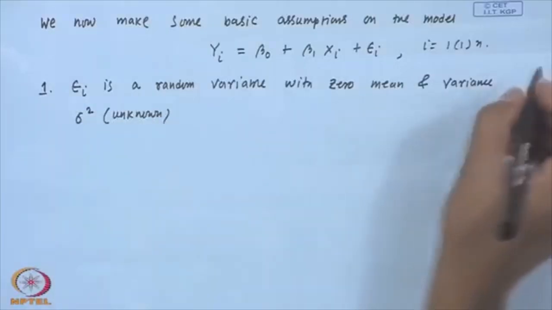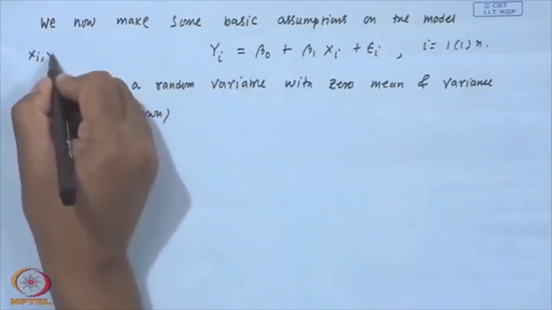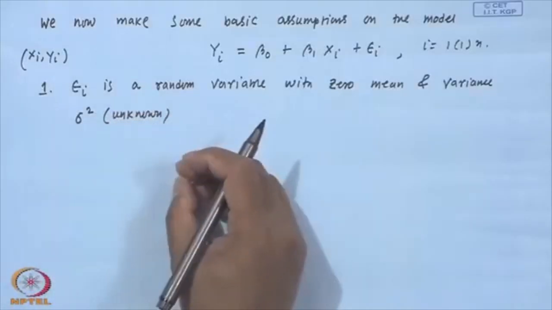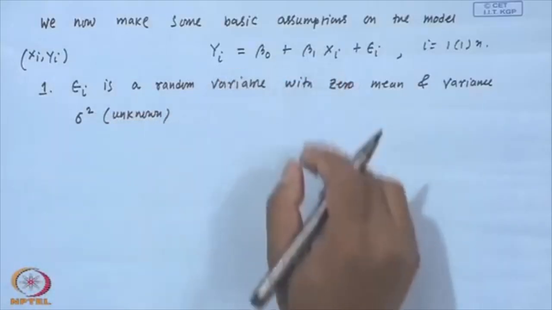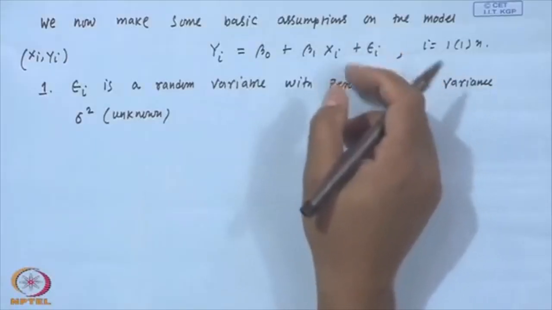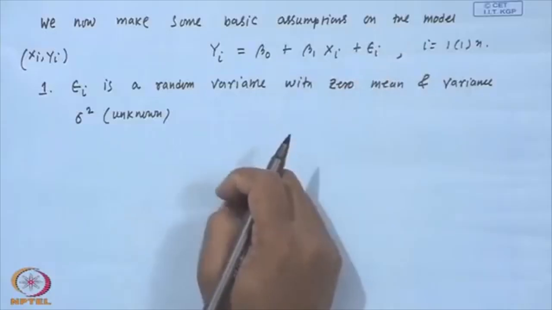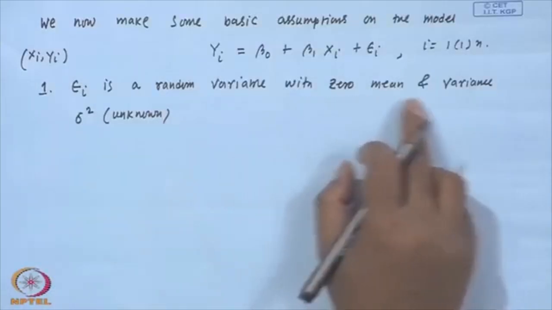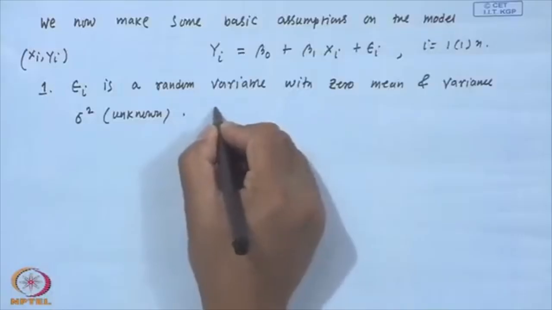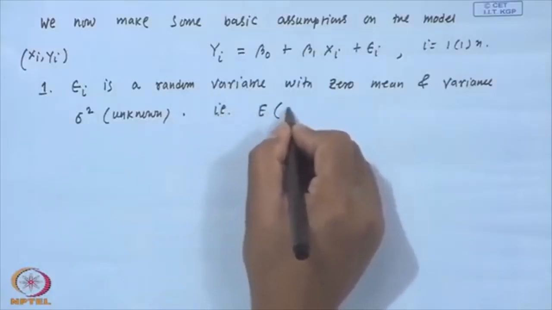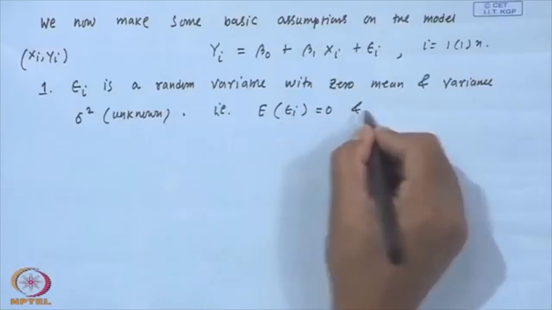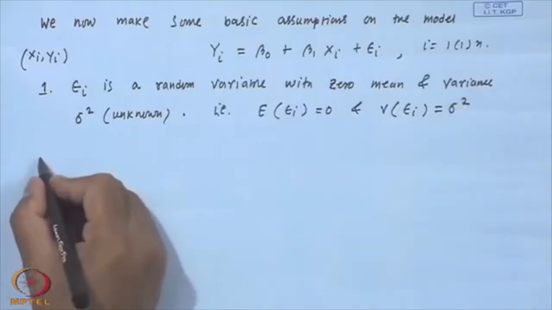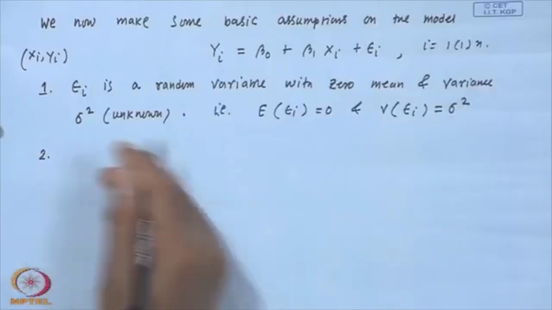So, what you are given is that you are just given a set of observation x i y i for i equal to 1 to n, that is all. And from the scatter plot, if you see that the relationship is linear, then you are going to fit a simple linear regression model. And you are making some assumption on the model. So, epsilon i, the error term, is a random variable with zero mean and variance sigma square, which is unknown. So, that means expectation of epsilon i is equal to 0 and variance of epsilon i is equal to sigma square.